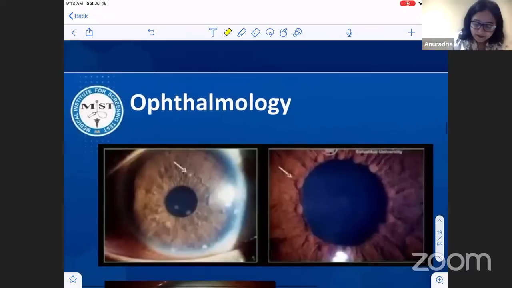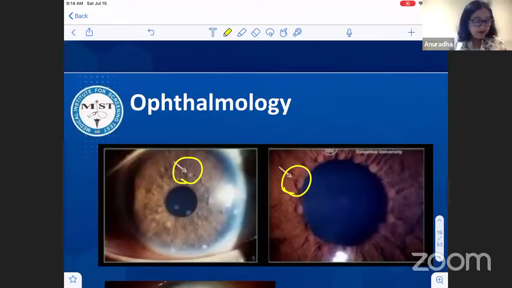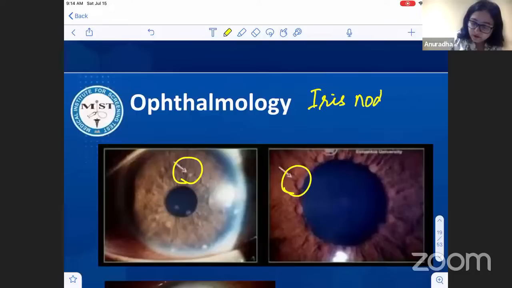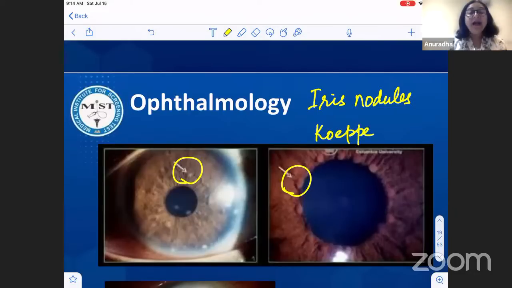So what are you looking at here, beta? What is this? The lesion marked here. This is your iris nodule, right? This is your iris nodule. Again, what is this? This is your iris nodule. Fine. So here, the iris nodules are shown. They can be your Koeppe nodules if they are present at the pupil margin. They can be your Busacca nodules if they are present in the body of the iris. Okay, so these are the iris nodules, Busacca and Koeppe nodules, again a feature of granulomatous uveitis.